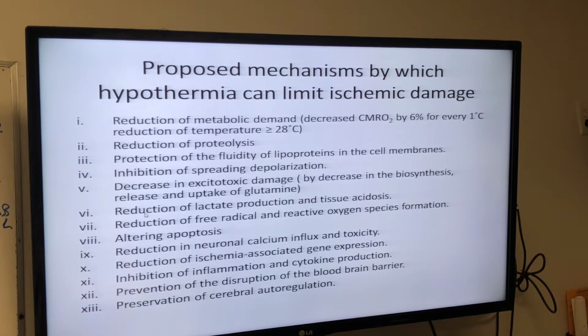That's from glutamine. Reduction of lactate production and tissue acidosis, reduction of free radicals, altering apoptosis, neuronal, and so on. Prevention of the disruption of the blood-brain barrier and preservation of the cerebral autoregulation.